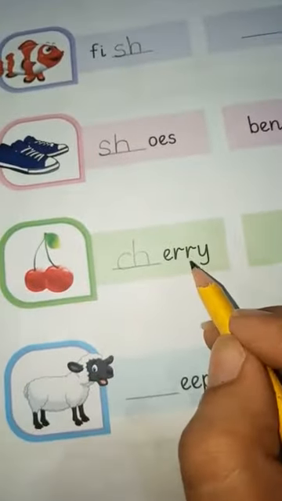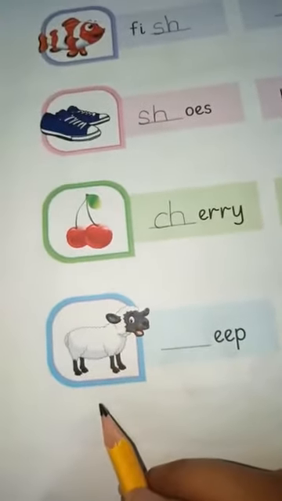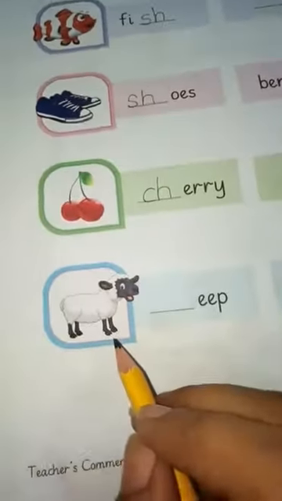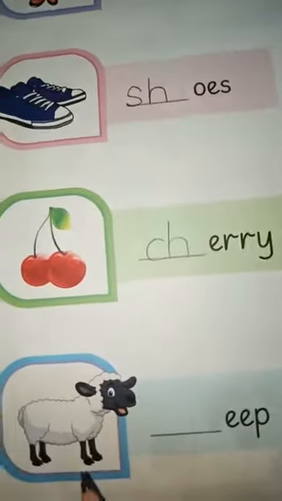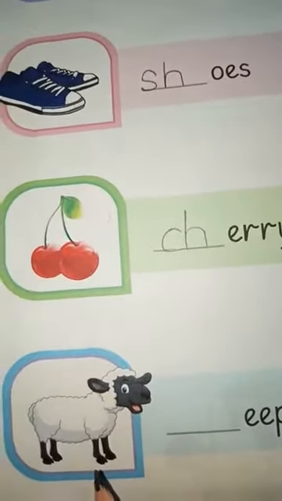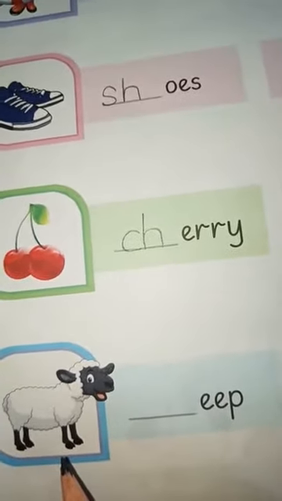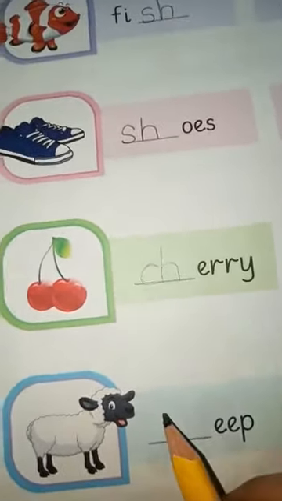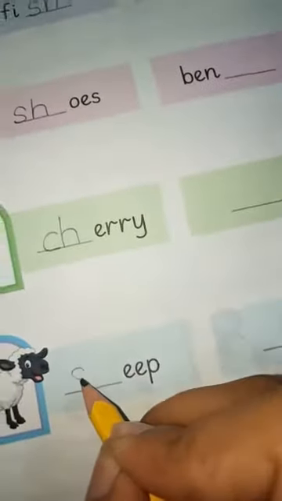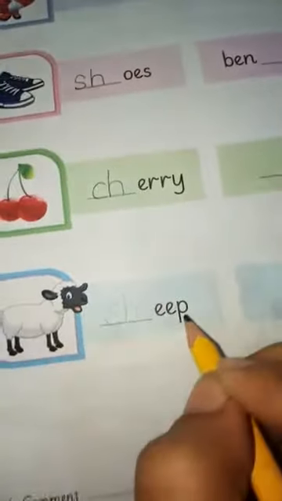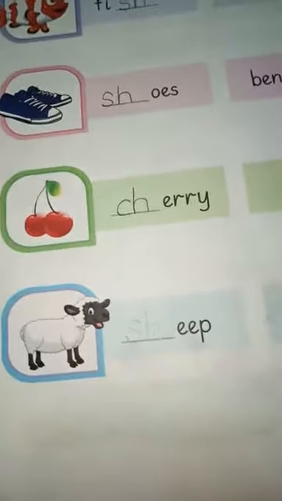Okay, now come to the next picture and what is this? Sheep. Can you tell me what's the beginning sound of sheep? Yes, sh sound. S H E E P, sheep. So write sh sound in the blank.